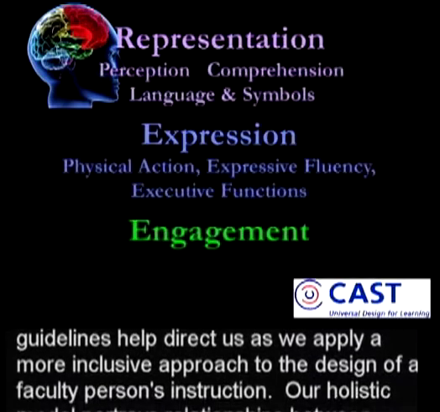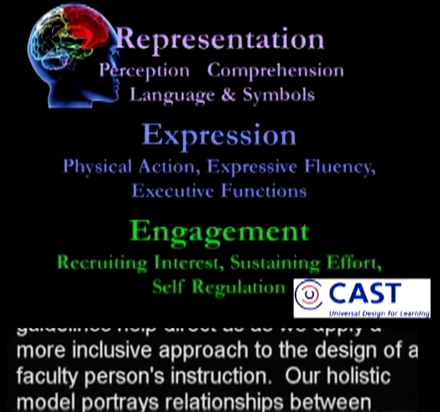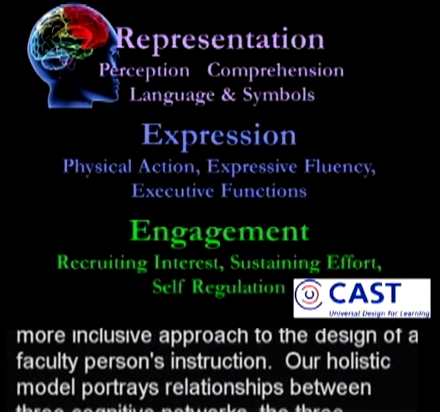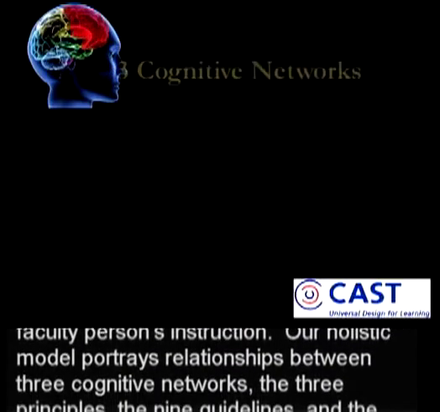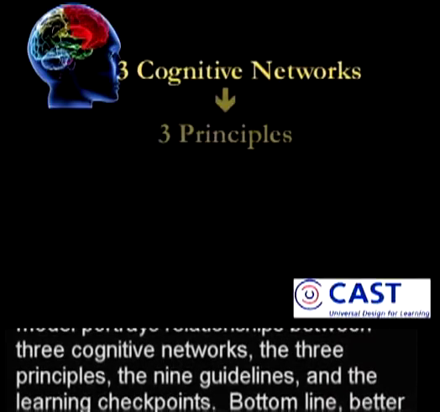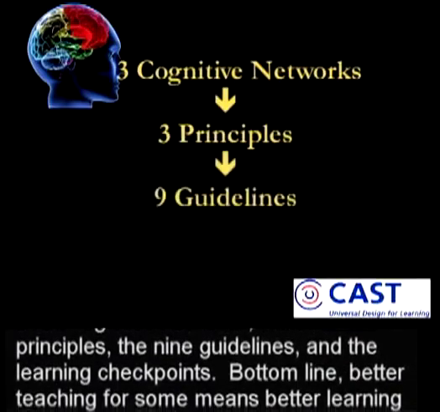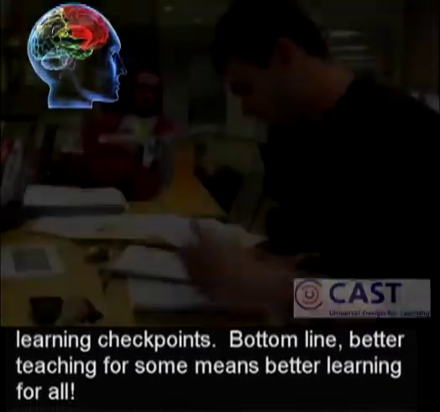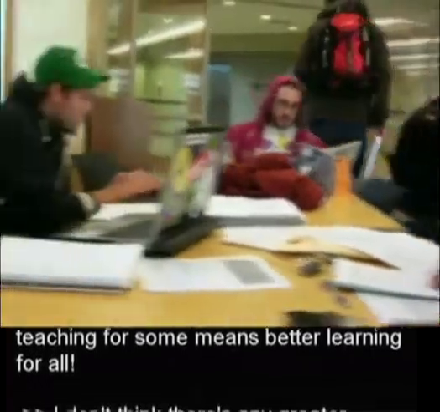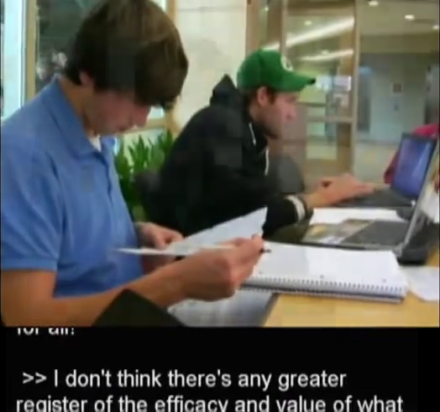Nine guidelines help direct us as we apply a more inclusive approach to the design of a faculty person's instruction. Our holistic model portrays relationships between three cognitive networks, the three principles, the nine guidelines, and the learning checkpoints. Bottom line, better teaching for some means better learning for all.